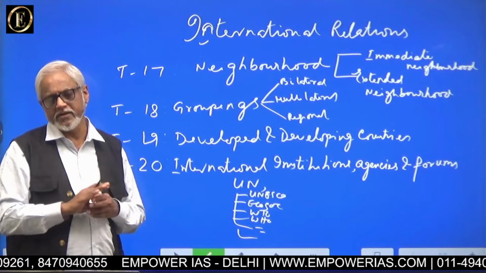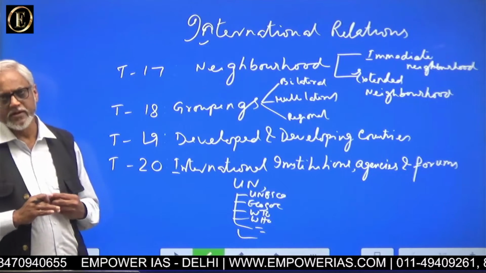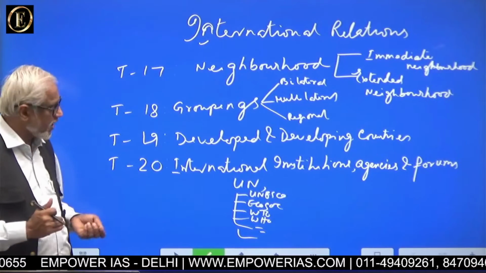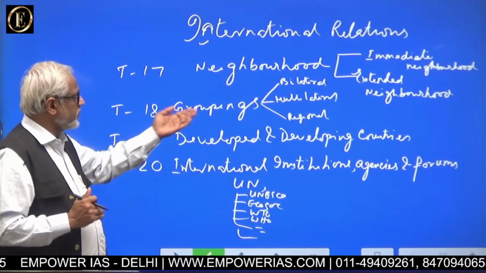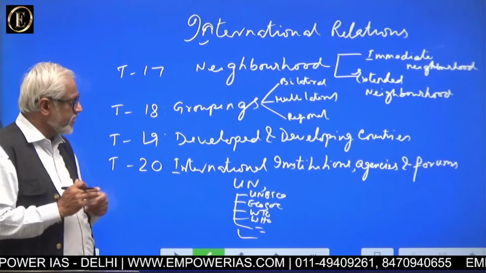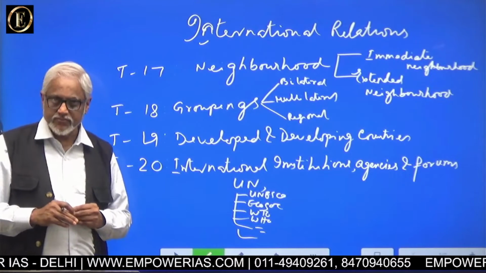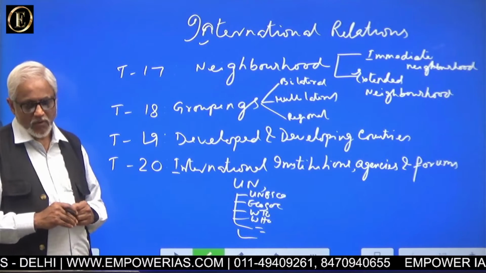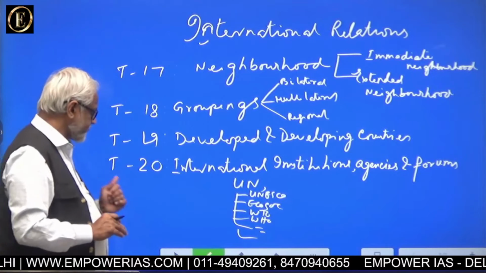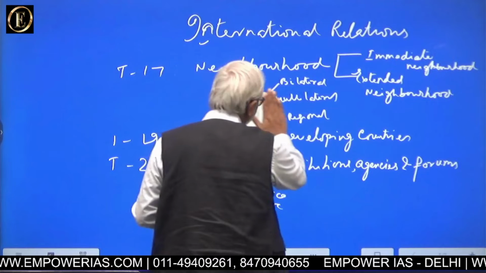But if you look at the GS2 questions, you will see mostly the questions come from UN related things, but that doesn't mean that other things cannot come. That can also come, but many of them may come in the regional or multilateral groupings also. Okay, so this is how it goes. So this is more or less in brief the syllabus of international relations of General Studies 2. Now let me just take one after another.